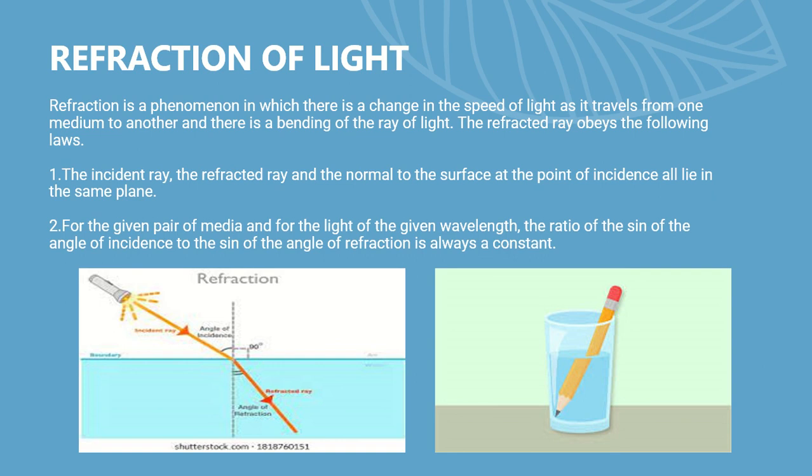This law can be written in the equation given by sin i divided by sin r equals constant. i means angle of incidence, r is the angle of refraction. sin i by sin r equals constant. This is the second law of refraction.